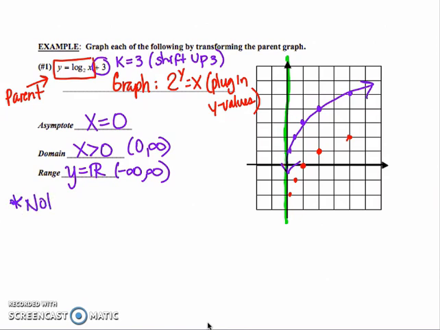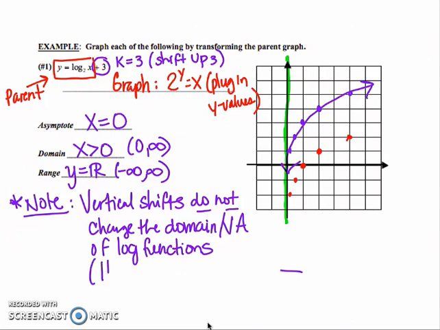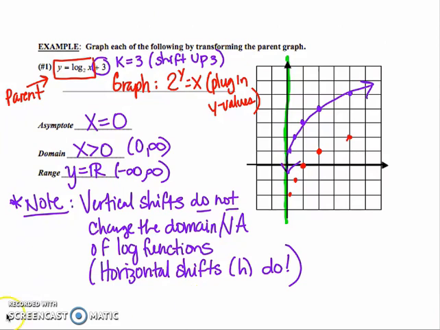And so I have a little note here regarding our asymptote. Vertical shifts do not change the domain or the vertical asymptote of log functions. What does change these things is horizontal shifts, h values. Okay, and we will get to that in our next example.